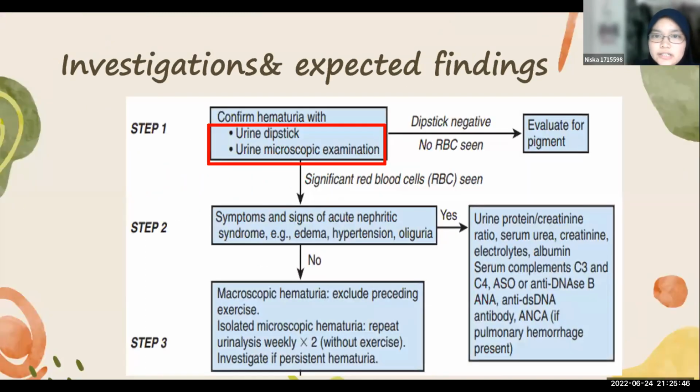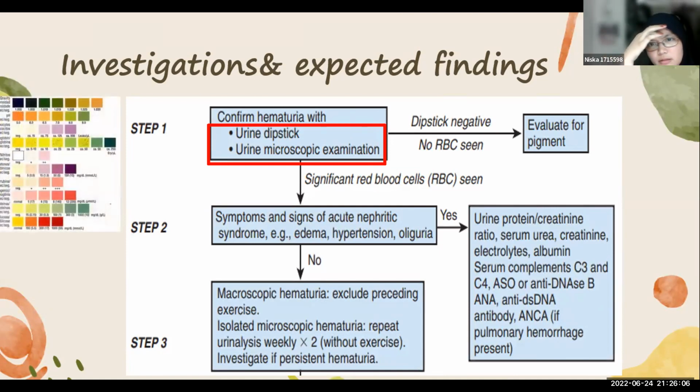So the investigation, for the patient that we want to do a urine test, or any patient that has abnormal color urine, we can do the test as simple as urine dipstick test. From the urine dipsticks, we can have a lot of information, like specific gravity, pH, leukocyte, any blood in the urine, nitrates, ketone, bilirubin, urobilinogen, protein, and also glucose.